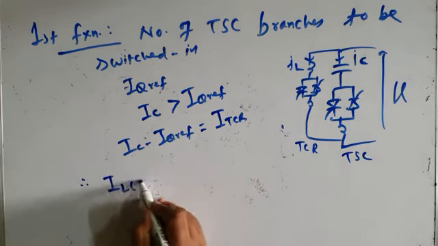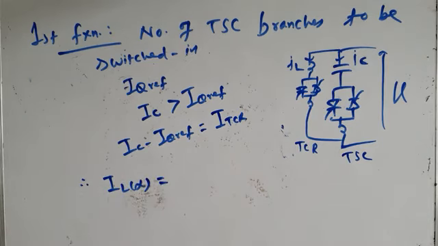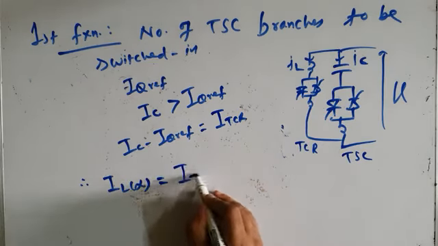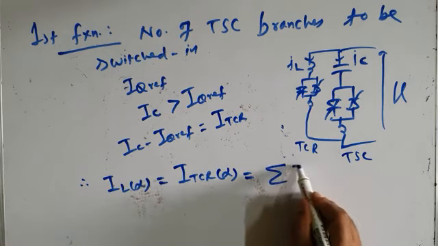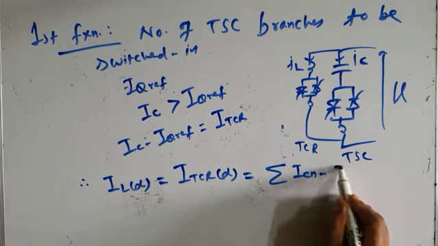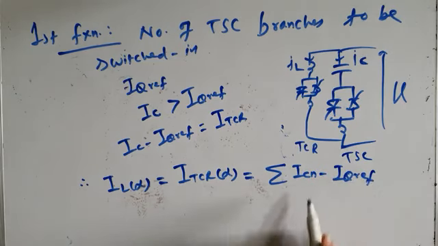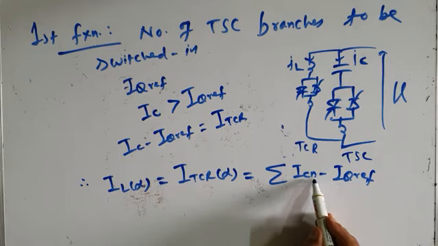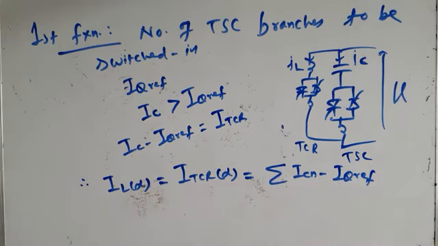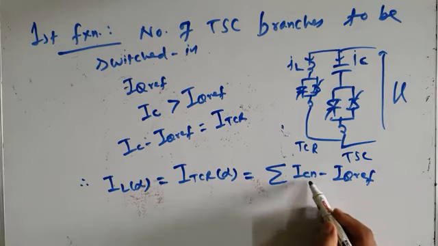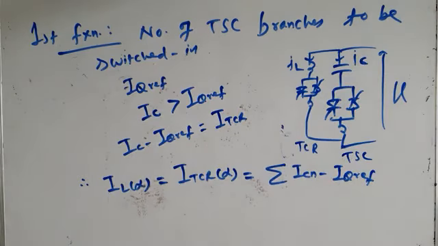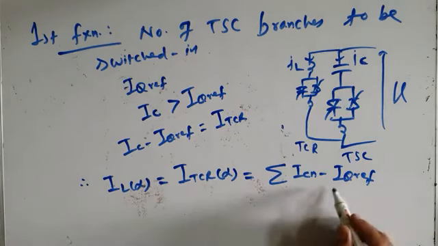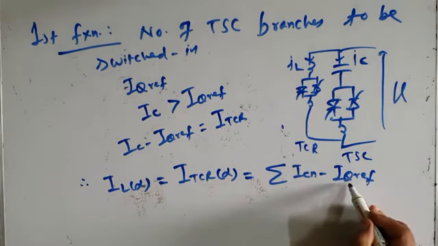ITCR or IL alpha, the inductive reactive current, which is a function of alpha, is the same as the TCR current, ITCR, which is also a function of alpha. It is given by this equation: summation ICN minus IQ ref. N is the number of TCR branches which have been turned on. Let's suppose 5 branches have been turned on. IC1 plus IC2 plus IC3 plus IC4 plus IC5 is the total capacitive current injected by these TSC branches, minus the reference capacitive current, which is this.